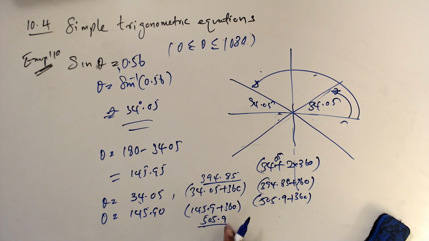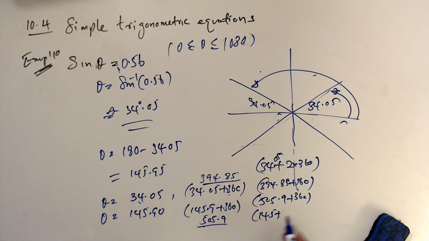Or this is from here to here. You can come from here as well. Then 144.95 plus 1 times 360, or 2 times 360. Likewise, when you add 360s, you can go forward.